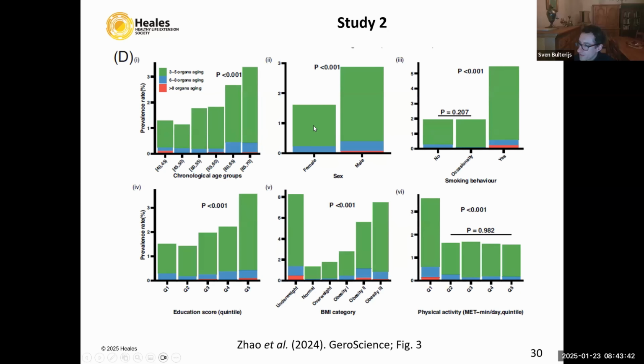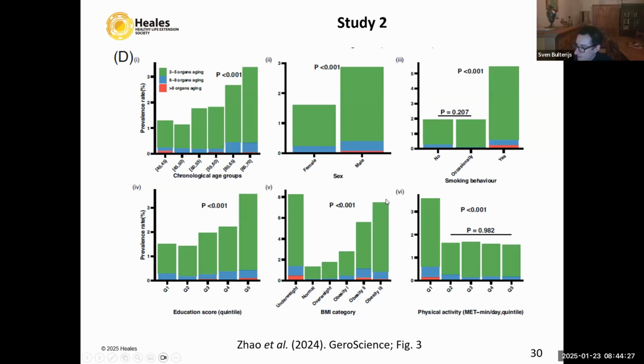When you look at male versus female, you see that males have more organs aged than females. When you look at smoking behavior, people who smoke have a lot more organs aged than people who are not smoking. This education is, by the way, educational deprivation. So these people are better educated than these people. It's a little bit the opposite of the other measurements here, because it's deprivation, meaning that if you have higher deprivation, you indeed show a higher proportion of the people have organs that are aged.